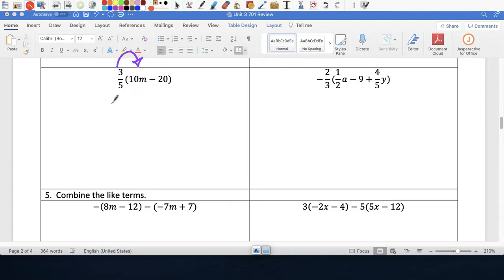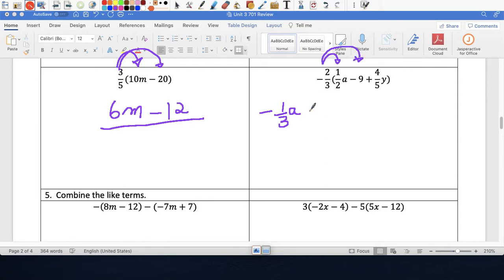3/5 times 10m is going to be 6m. Positive times a negative, now it's a negative. And then 3/5 times 20 is going to be 12. Can I combine these two? No. So I'm done. Again over here, negative times a positive is a negative, and it's going to give me 1/3a. Negative times a negative is going to be a positive, and that's going to give me positive 6. Negative times a positive is a negative, and that's going to be 8 over 15y. Can I combine anything? No, because this has a y, and this has an a, and this is just a constant, so they're all different.